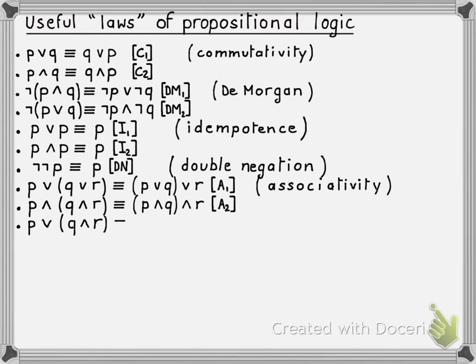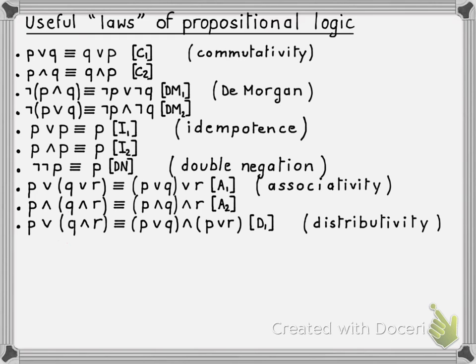The first one, D1, is the first law of distributivity. And what it says is that disjunction distributes over conjunction. In other words, P or (Q and R) is logically equivalent to (P or Q) and (P or R).